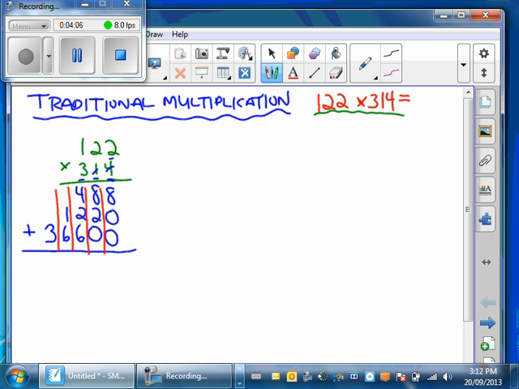So 8 plus 0 is 8. 8 plus 2 is 10, carry the 1. 5 plus 2 is 7. 7 plus 6 is 13. Carry the 1. 1 plus 1 is 2. 2 plus 6 is 8. And then we bring down the 3 for our final tally of 38,308.